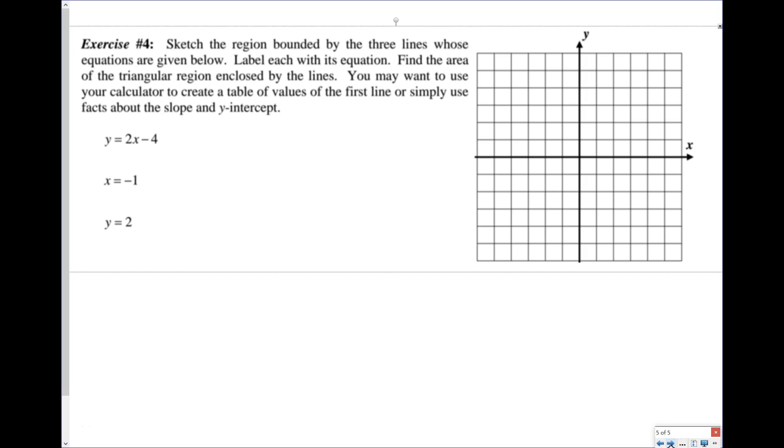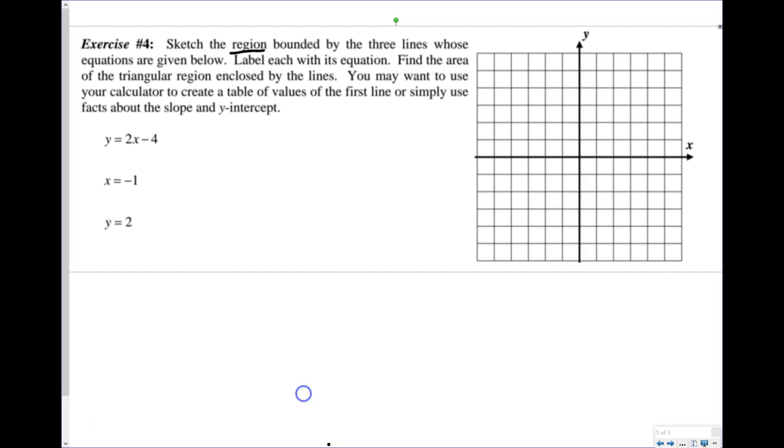Okay, let's try the last exercise of this lesson. Exercise 4 says: sketch the region bounded by the 3 lines whose equations are given below. Label each with its equation. Then find the area of the triangular region enclosed by the lines. Okay, so this one's a little more complicated. Let's do the first part here, which says sketch the region bounded by the 3 lines.